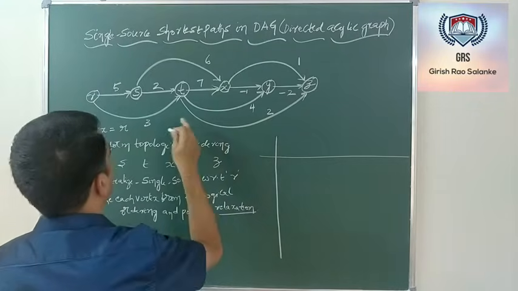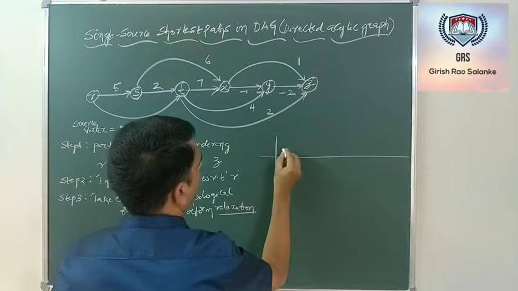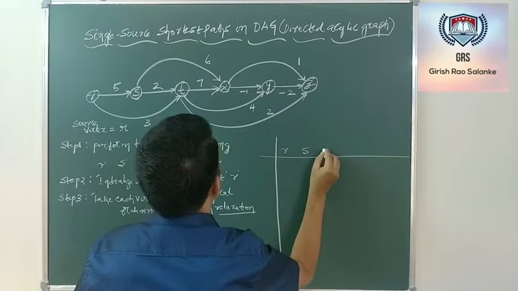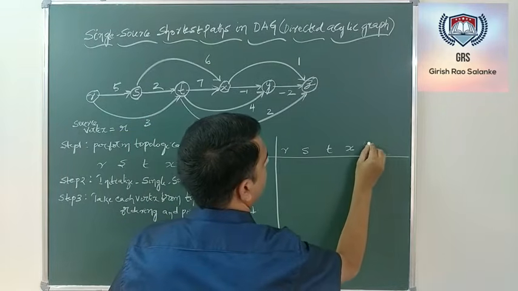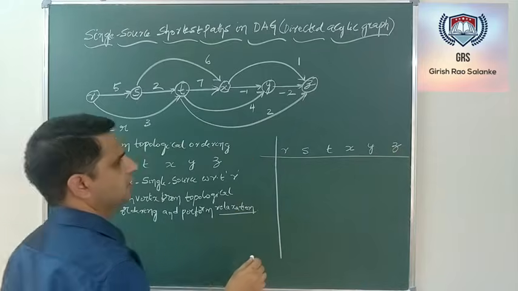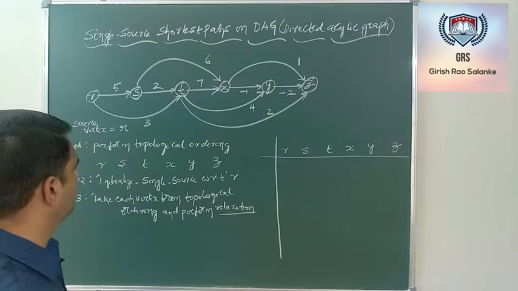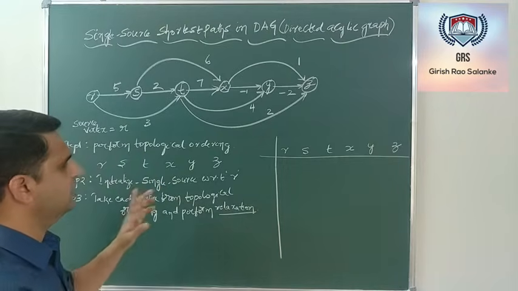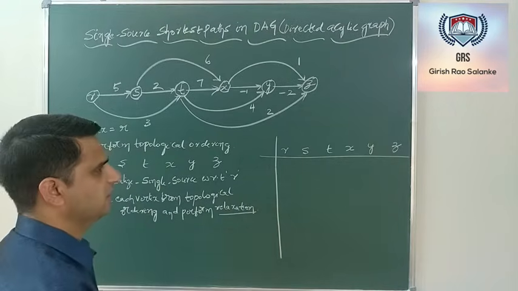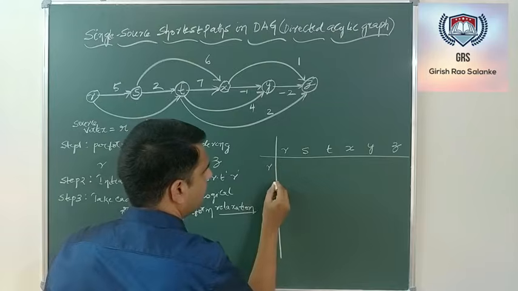So how many vertices are there? There are 6 vertices: R, S, T, X, Y, and Z. So perform topological ordering. I have performed the topological ordering. Next is initialize single source.